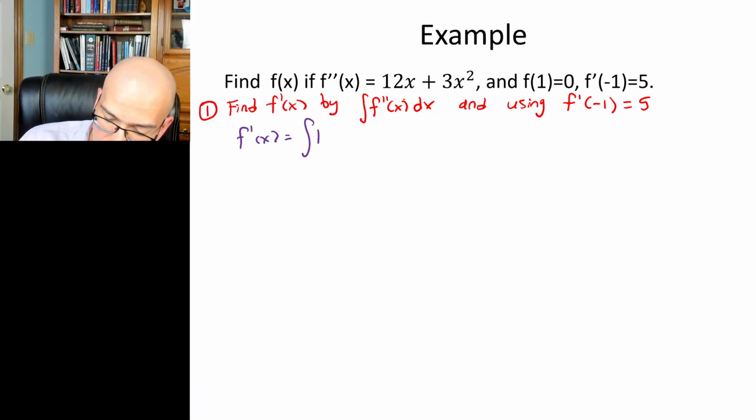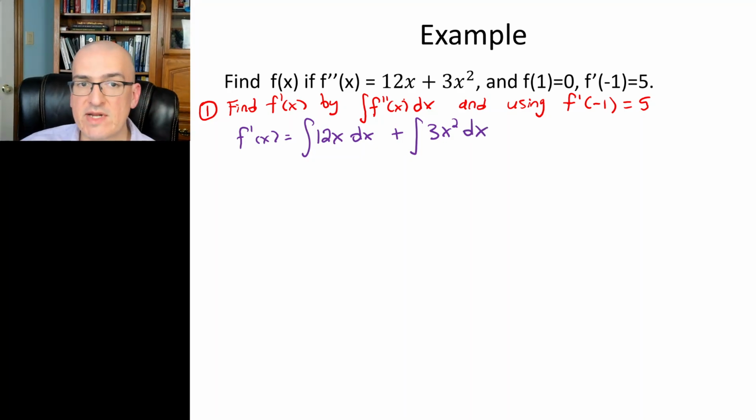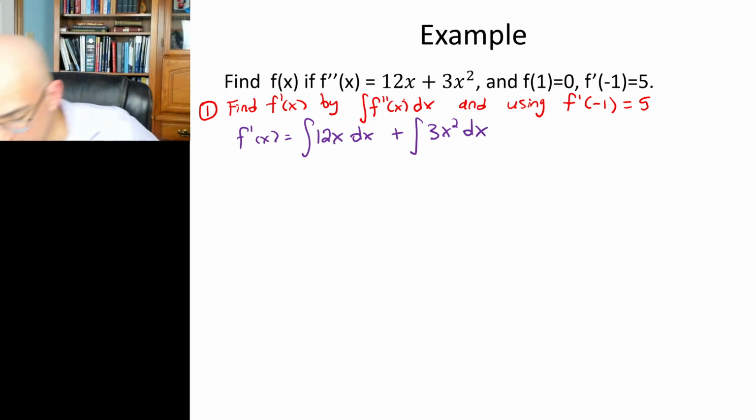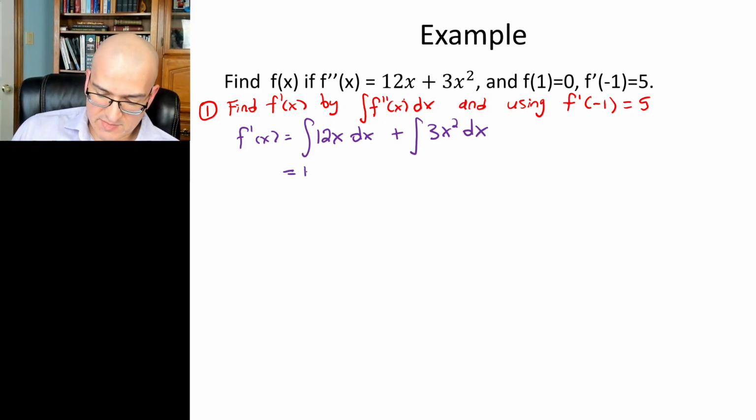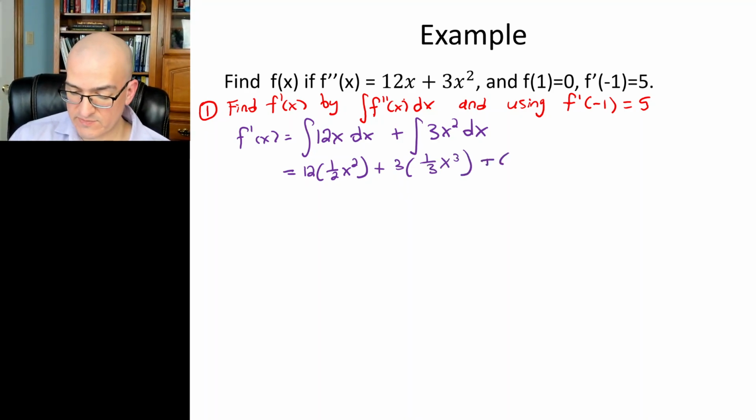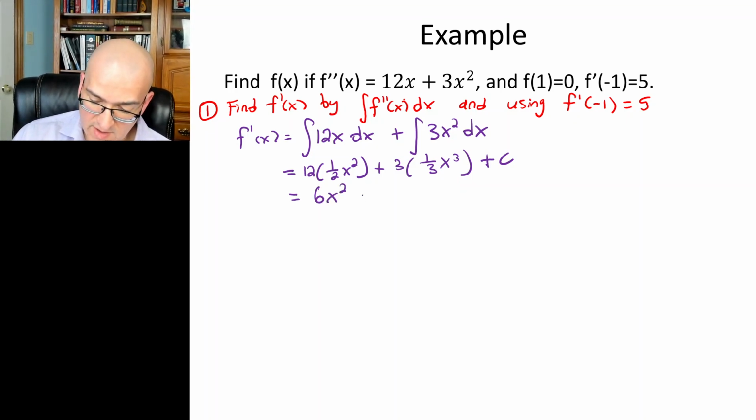is the integral of 12x with respect to x plus the integral of 3x squared with respect to x. So just immediately split it into two antiderivatives, which will be 12 times 1/2 x to the power of 2 plus 3 times 1/3 x to the power of 3, using the anti-power rule for both, plus a constant of integration. Simplify 12 over 2: 6x squared plus x cubed plus c.